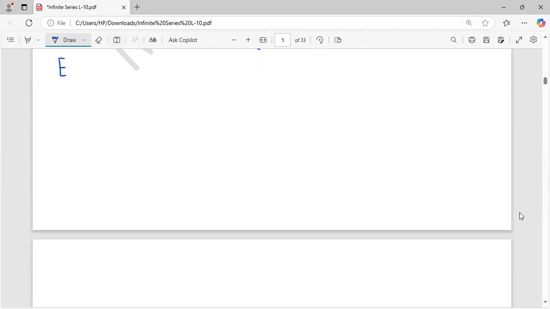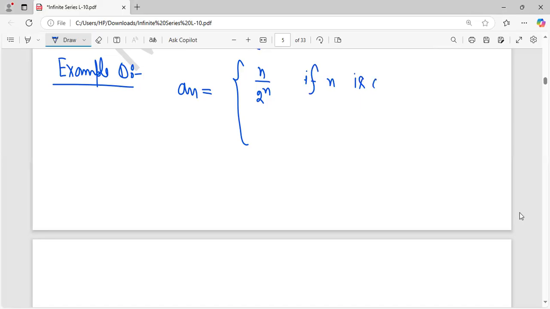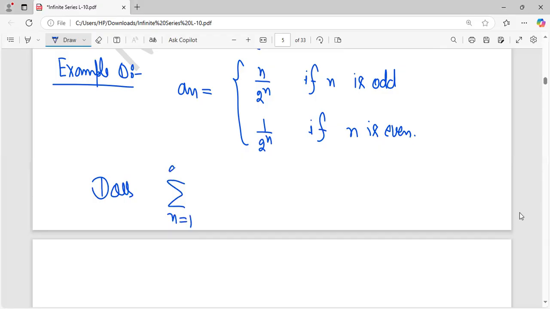Example 1. So a_n is this. a_n is equal to n upon 2 to the power n if n is odd, and 1 upon 2 to the power n if n is even. Thus, this series converges.